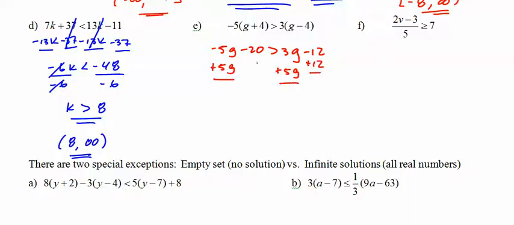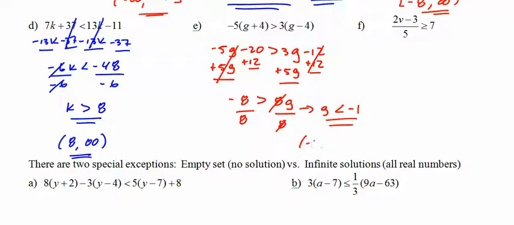And add 12. -8 greater than 8g, divided by 8. G is less than -1. Remember, read it from right to left if the G is on the right. That's -infinity, comma, -1.